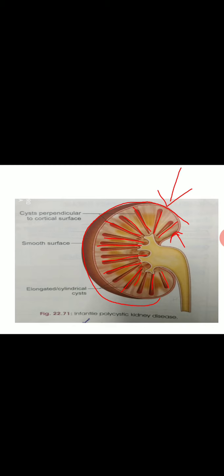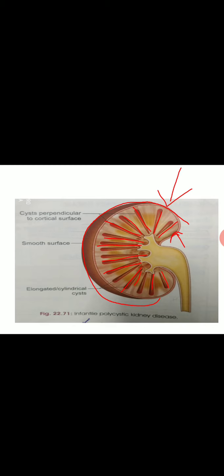Whereas in infantile polycystic kidney disease, the cysts are cylindrical and the external surface of the kidney is smooth. In adult polycystic kidney disease, the extrarenal involvement includes cysts in the liver in 40% of the cases. Cysts may also be present in the spleen, pancreas and lungs. Third, there may be intracranial berry aneurysm.